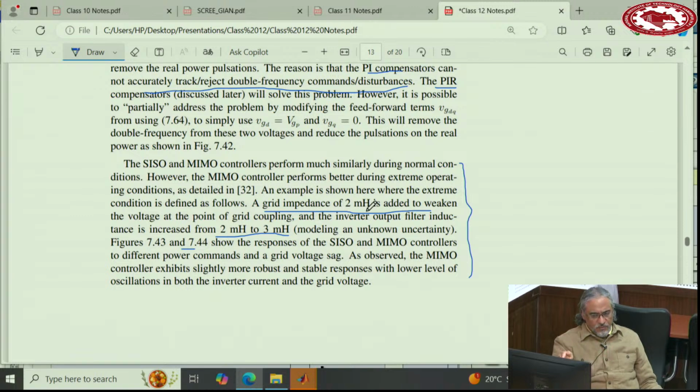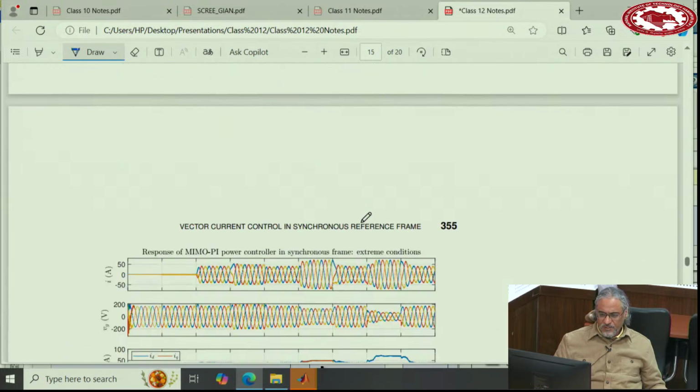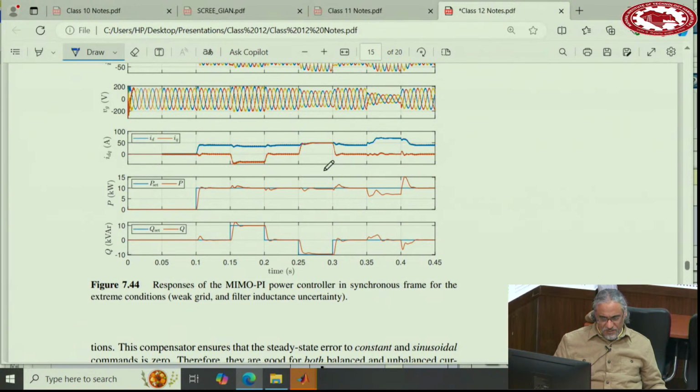So if you want to test it in the simulation, just go from 2, 2.1, 2.2, 2.3, and look at the simulation. You should observe the oscillations happening here in the CISO and in the MIMO. This has a stronger response, so it retains stability for larger values of impedance compared to that one. So this was one scenario. You can think of what other disturbances or uncertainties may happen in the system. I only looked at the grid impedance.